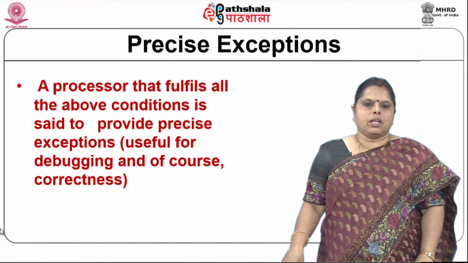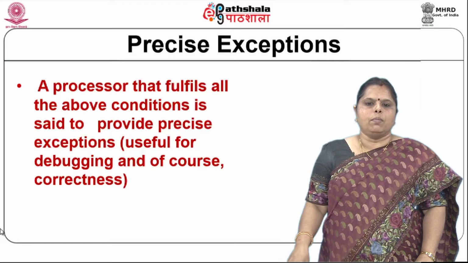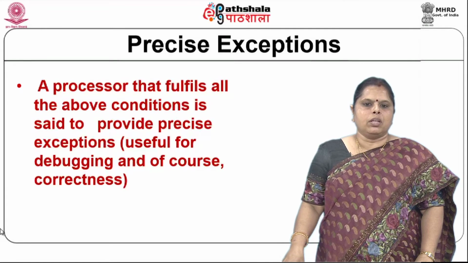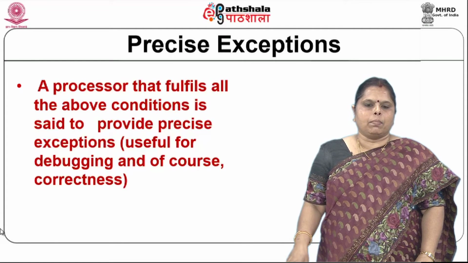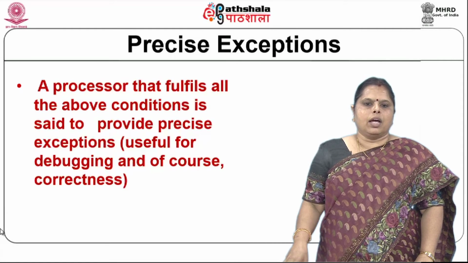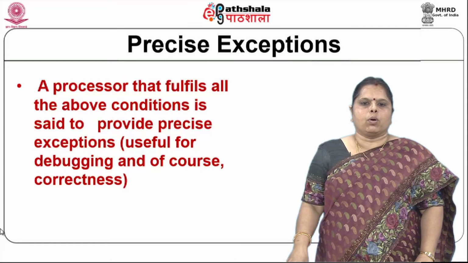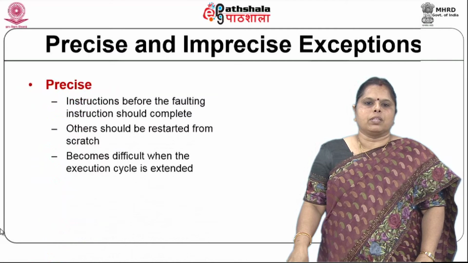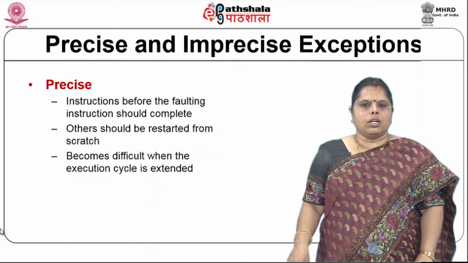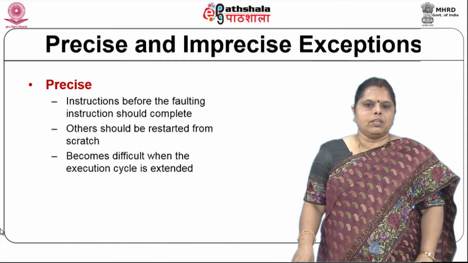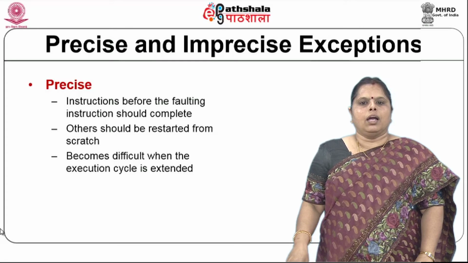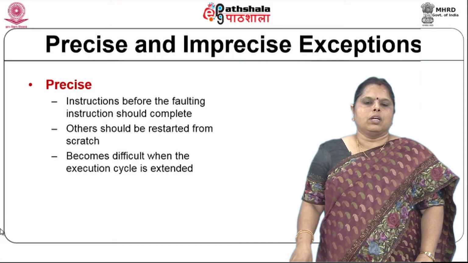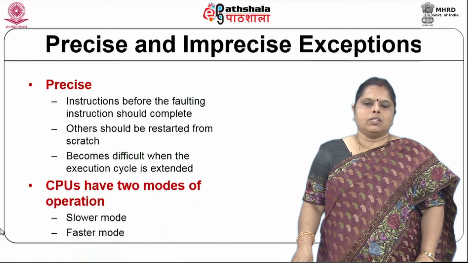It is said to provide precise exceptions, and this is useful for debugging and of course for correctness. Processors that support a precise model of exception behavior will allow you to stop the pipeline at any point, handle the exception and restart the pipeline at the same point without any problems. But obviously, it is not always possible to do this. So, you might also have an imprecise exception. A precise exception, as we already defined, is when you have the provision to save the status of the pipeline when an exception occurs, and you are able to recreate the state of the pipeline after handling the exception. If that is not possible, then we have an imprecise exception.